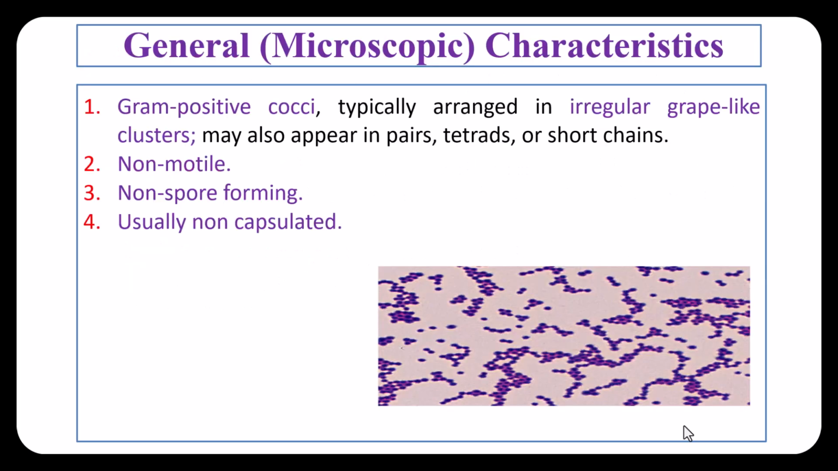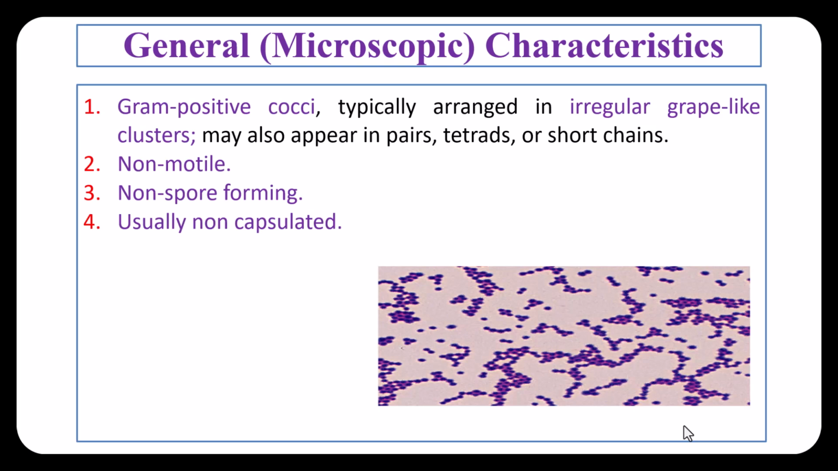Now in this slide, we will focus on the first step of identification of the staphylococci, as I already explained the theory information in the theory lecture. Now under the microscope, staphylococci are gram-positive cocci. It means they are purple or blue in color, and the arrangement is an irregular grape-like cluster. The shape is cocci, the arrangement is typically a grape-like cluster, but sometimes they may appear as diplococci, tetrads (a group of 4), or short chains.